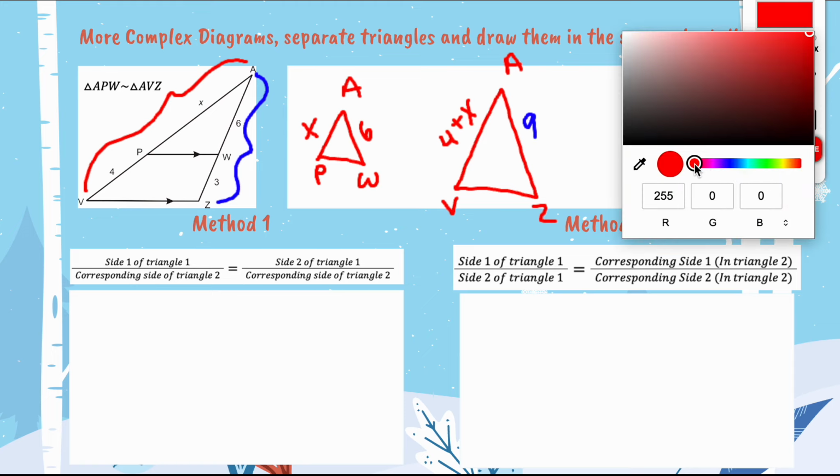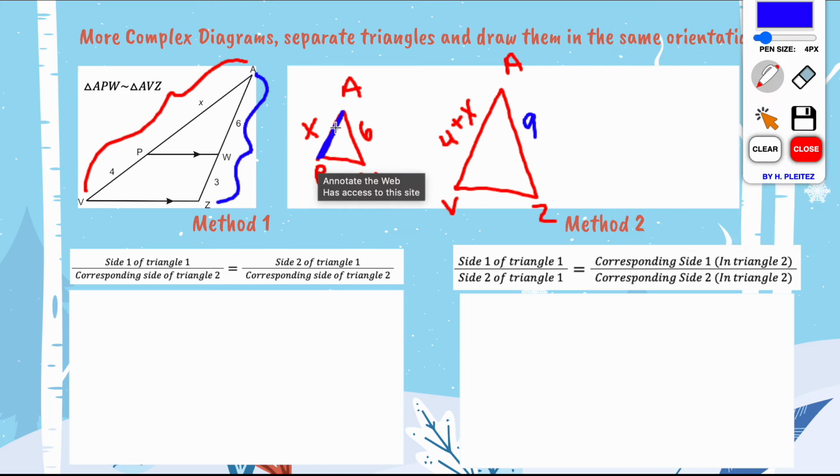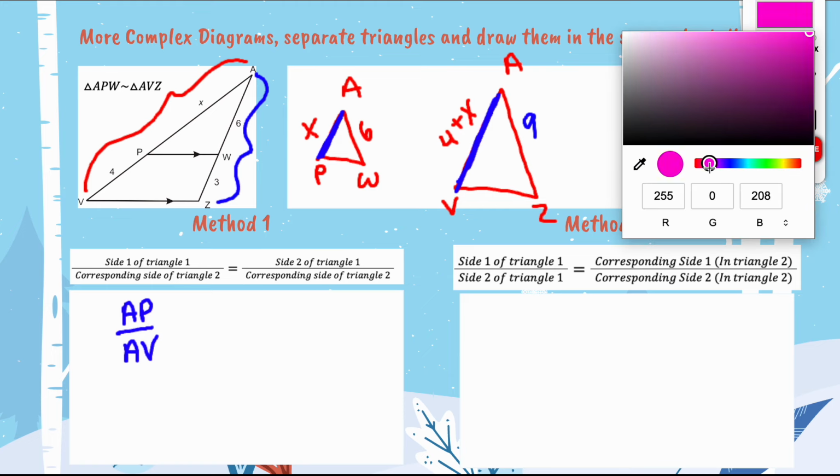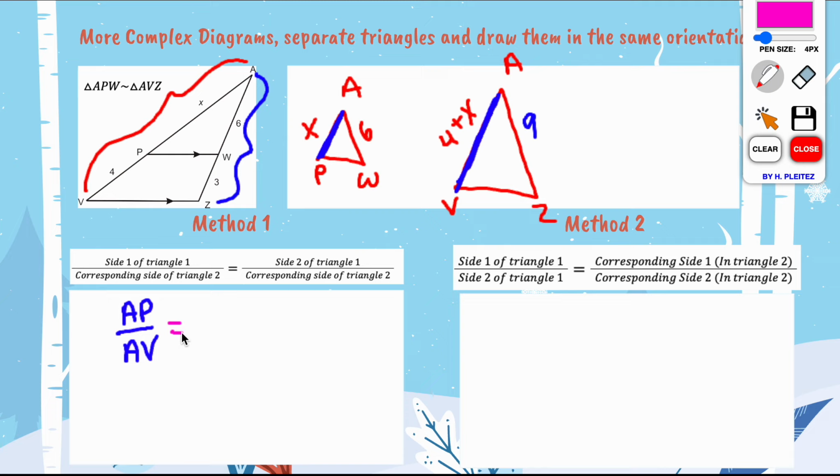So we're going to do method 1 and method 2 again. I'm going to try to use colors here again. So let's use blue. We're going to do method 1. We have a side of triangle 1, which is AP. And we're going to put that over the corresponding side in triangle 2, which is AV. Then we have equals, and then we're choosing our second side of triangle 1. In this case, I'm picking AW because that's the piece we have info on, right? I don't really care about PW right now. And then my denominator is my corresponding side of my second triangle, which is AZ.